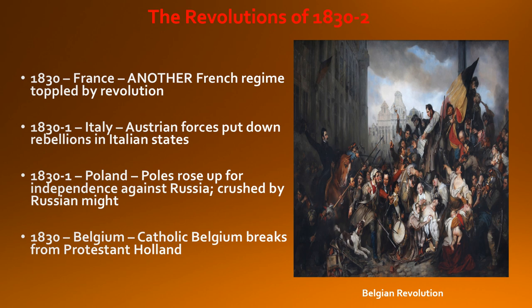In 1830 also in Belgium, the Catholic country breaks away from Protestant Holland. So a slightly different type of violent conflict here. This was a splintering of countries, and the Catholic part of Holland, that they'd been together before, they break into a separate country, which still exists to this day. Though Belgium doesn't come up a great deal in this class, it will again once or twice.